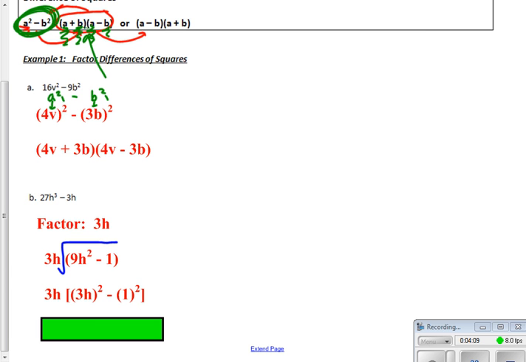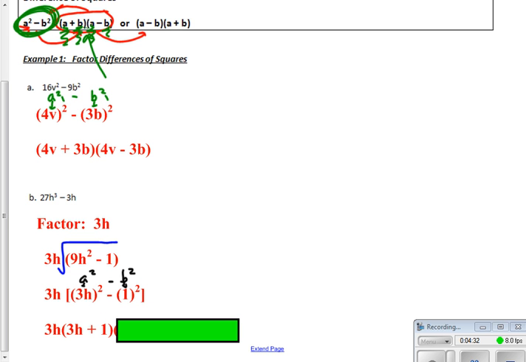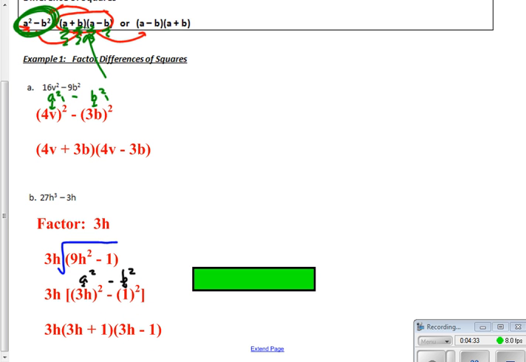So now you have your a value and your b value. Here's your a squared minus your b squared. So your a value would be 3h, your b value being 1. So down below we're going to go ahead and put it in the form (a plus b)(a minus b). So we have 3h, and in parentheses we have (3h plus 1)(3h minus 1).